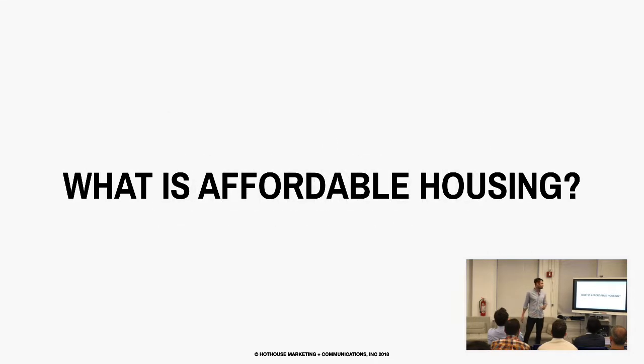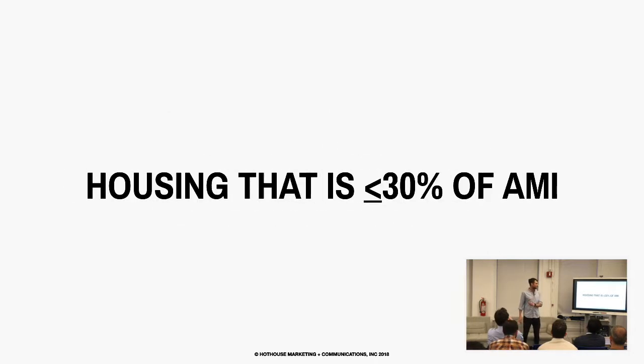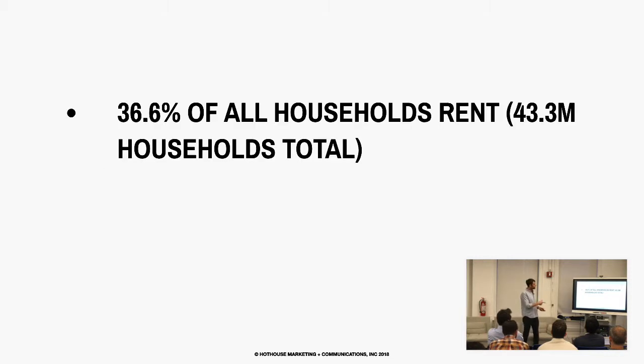Just a little definition here. Affordable housing generally means housing that costs 30% or less of area median income, household income. So you can kind of figure out what that means. Just some pertinent information, just as a background.